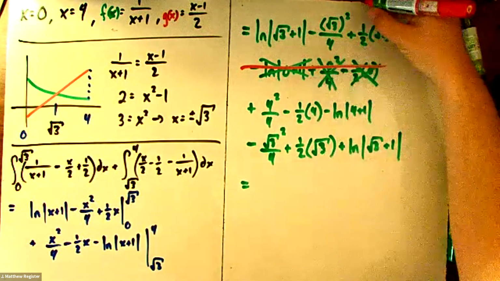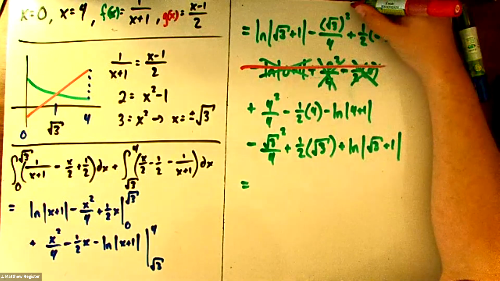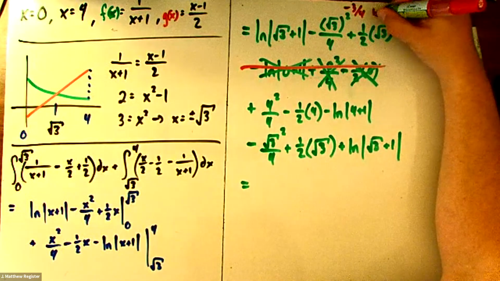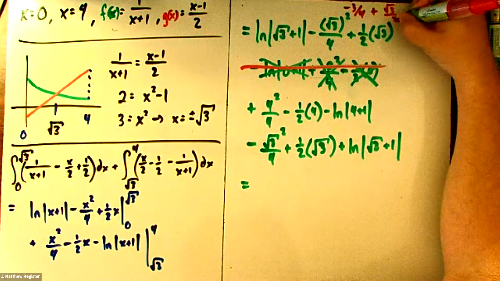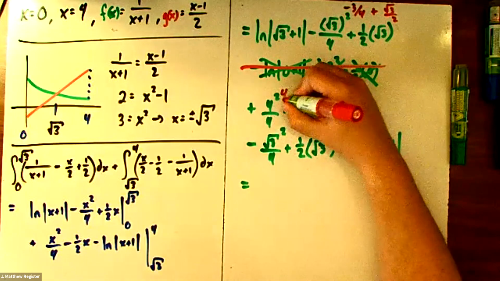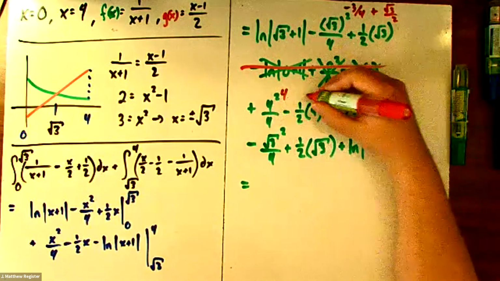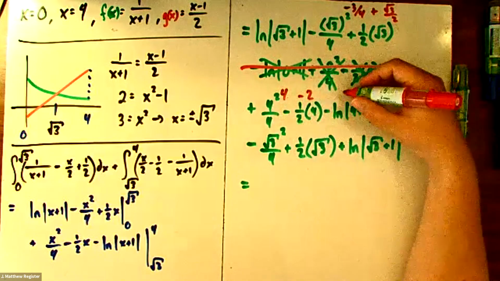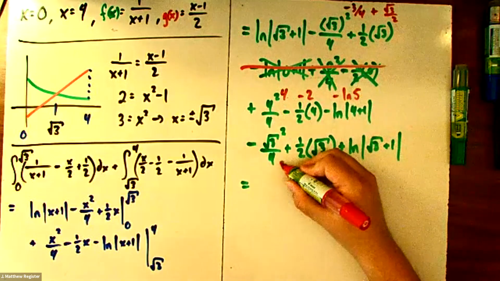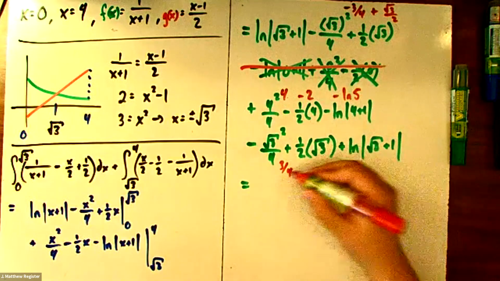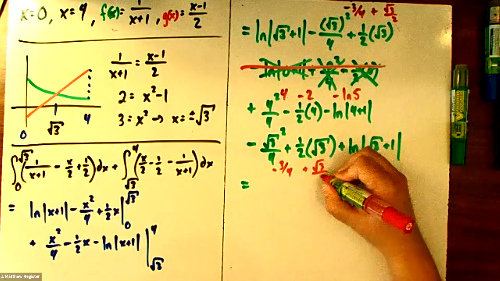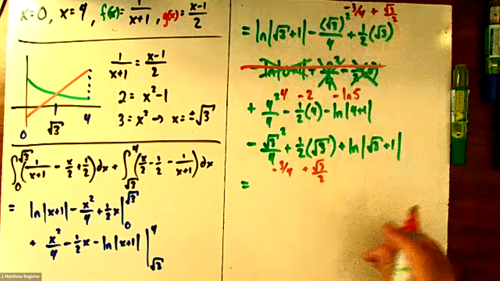Square root of 3 squared over 4 is 3/4. And so it's a minus 3/4. This is going to be plus root 3 over 2. 4 squared over 4, that is going to be 4. 1/2 of 4 is a minus 2, and then a minus natural log of 5. Then this is going to be our 3/4 again, a minus 3/4. This is going to be a plus root 3 over 2. And then this is the same term as that.